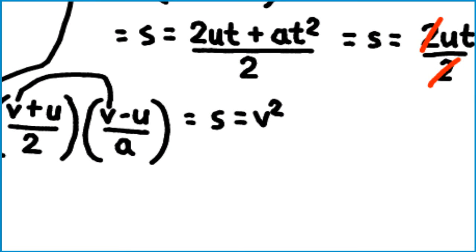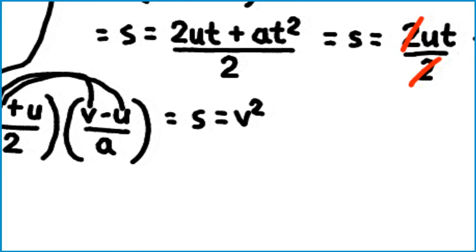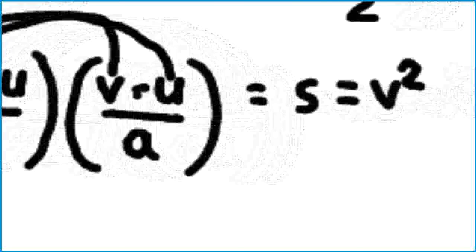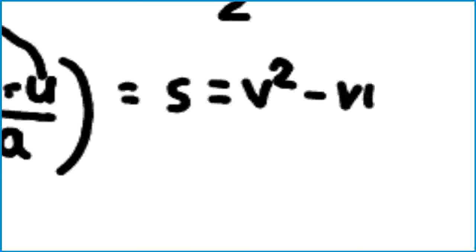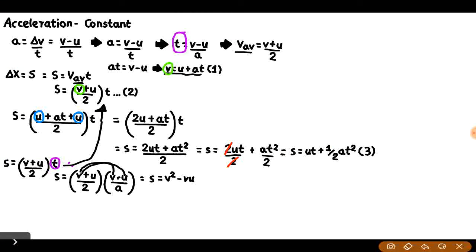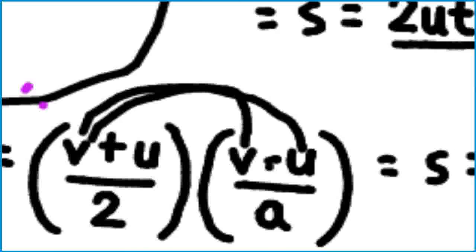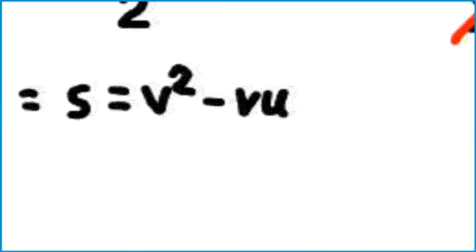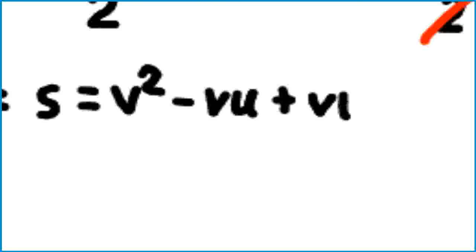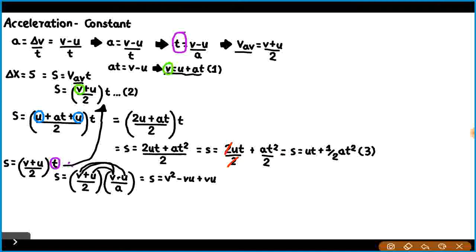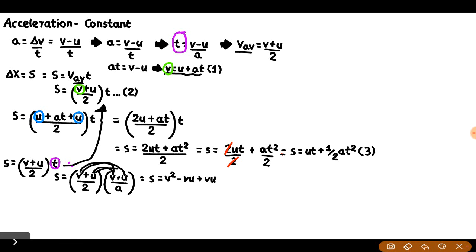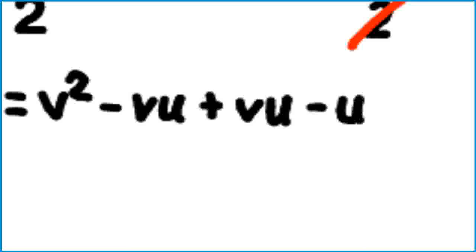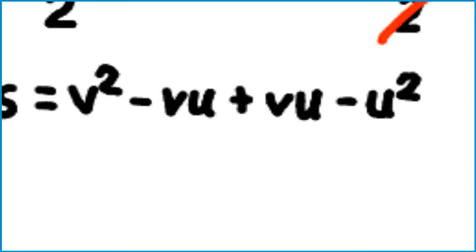So we can write here v times u, minus. Let's put minus vu. Now u times v, uv or vu, because uv or vu are the same. And the last term is minus u times u, minus u square.